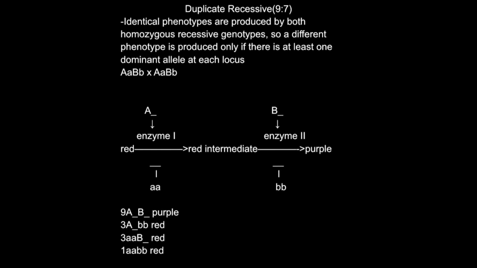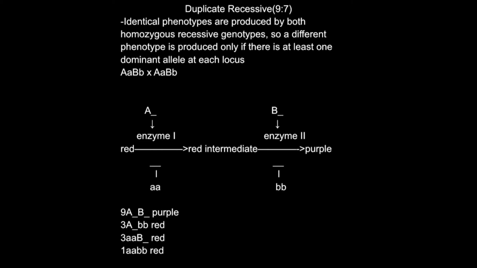I have created a pathway based on a heterozygous dihybrid cross with the 2 genotypes. At first, there is a red phenotype, and the end product is a purple phenotype, but it can only be achieved if a dominant A allele and a dominant B allele are present.